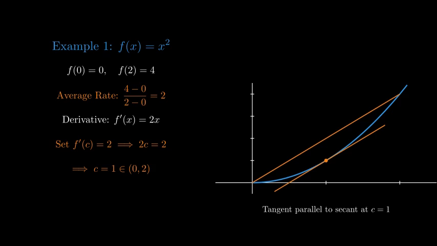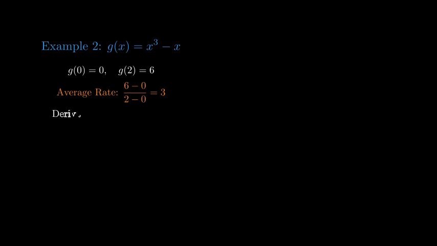Let us consider a second mathematical example with a different function. Suppose we have the function g of x equals x cubed minus x defined on the closed interval from 0 to 2. First, we compute the average rate of change over this interval. We evaluate g of 2, which is 2 cubed minus 2, equaling 8 minus 2, or 6. We evaluate g of 0, which is 0 cubed minus 0, equaling 0. The average rate of change is the fraction 6 minus 0 divided by 2 minus 0, which equals 6 divided by 2, or 3.